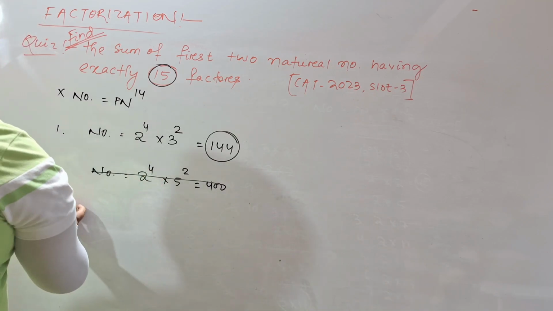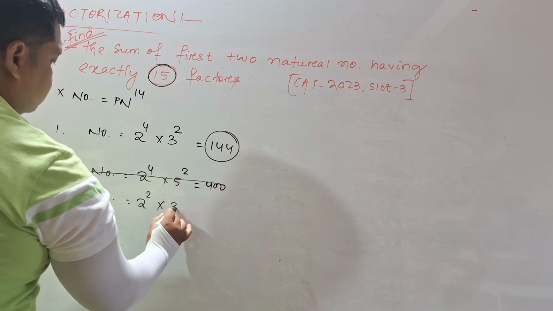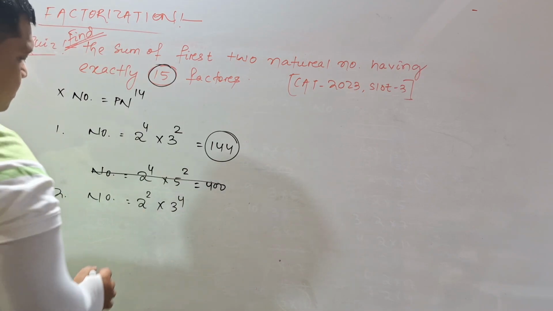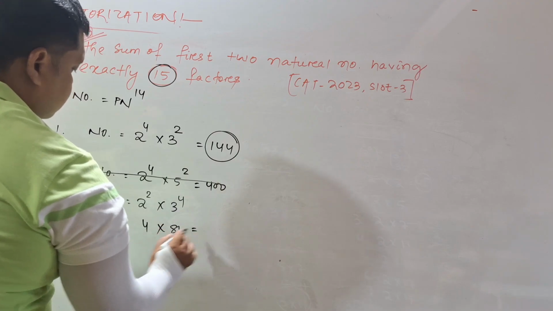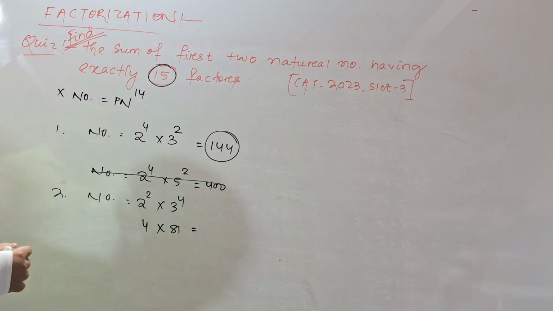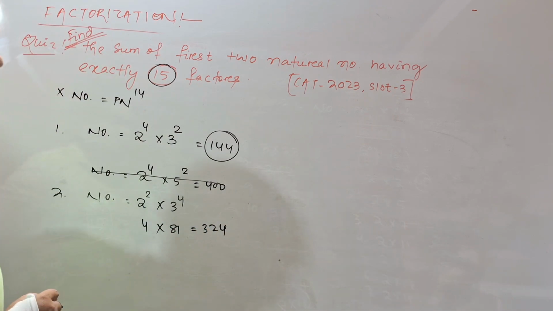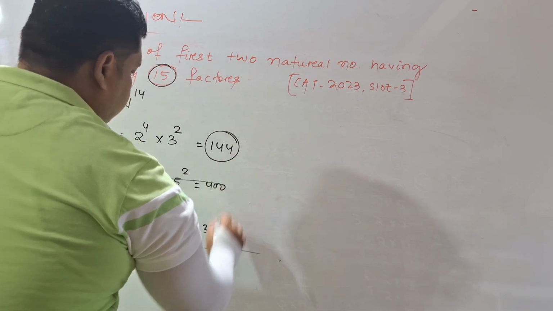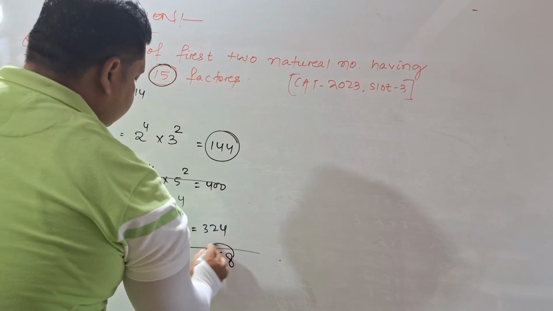So the second number I can write is 2 square into 3 to the power 4. We'll check whether this value is less. 2 square means 4. 3 cube is 27, 3 to the power 4 is 81. So this is 324 and the other is 144. Between these two values, the smaller one is 144. If I add, 144 plus 324 is 468, so 468 is the answer.